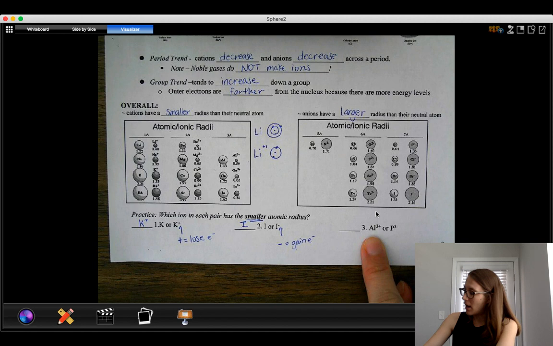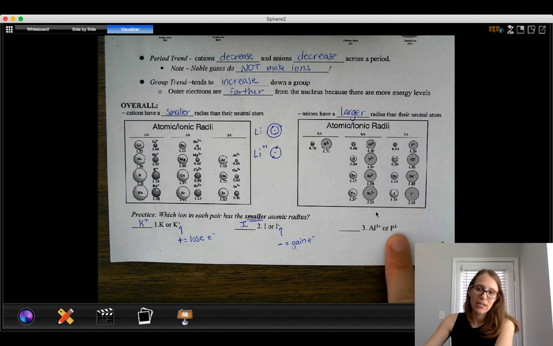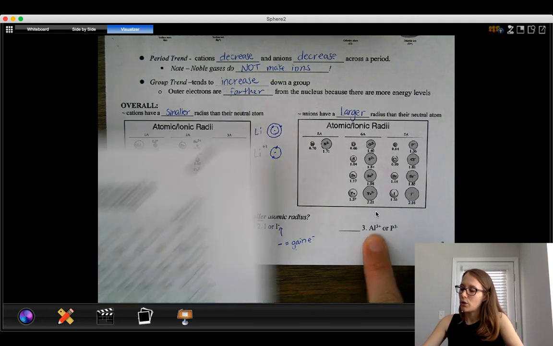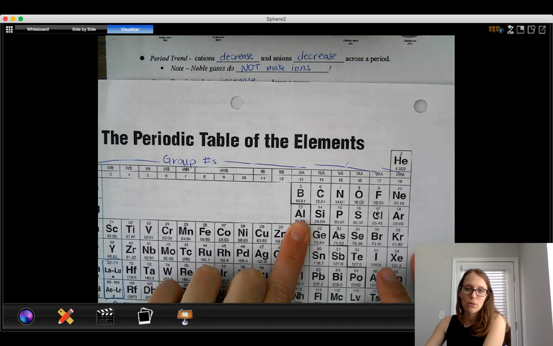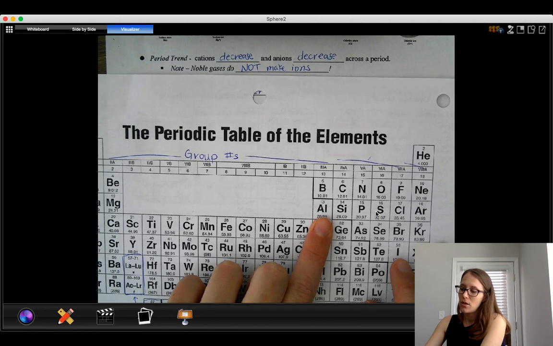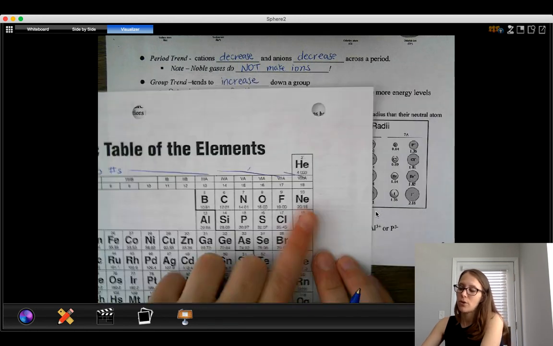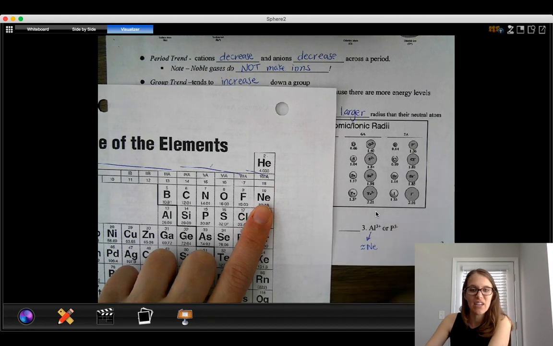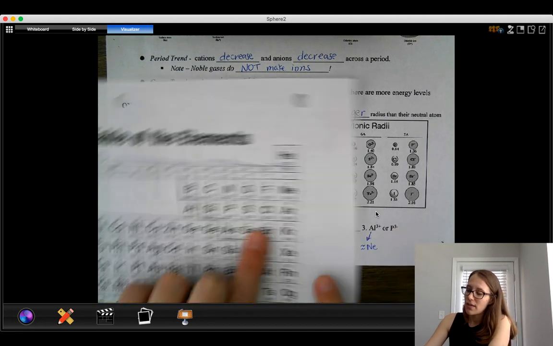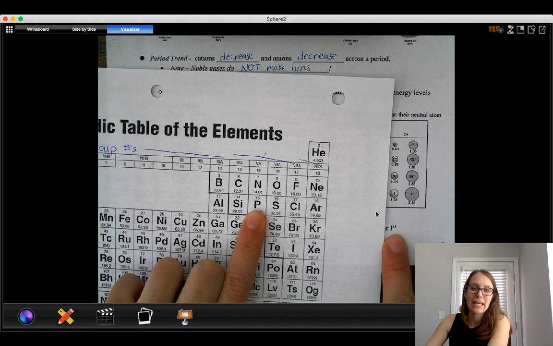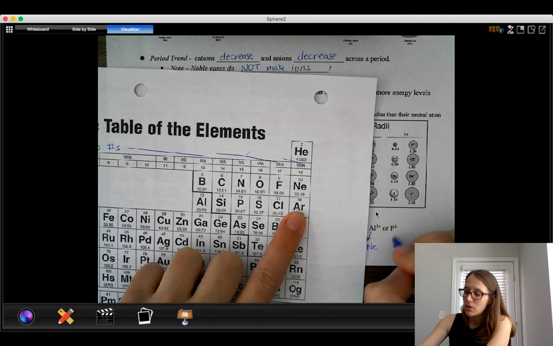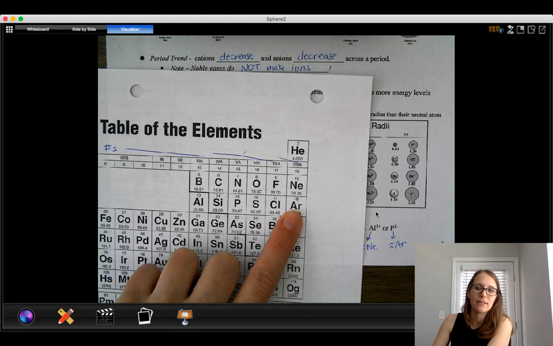For our next one, we have aluminum +3 and phosphorus -3. So this one's a little bit trickier. If we look at that, aluminum, when it becomes a +3, that means it's losing 3 electrons. So it loses 1, 2, 3 electrons. So it's going to be kind of similar to the size of neon. Phosphorus, when it's a -3, that means it gains 3 electrons. So it's going to go 1, 2, 3. So this is going to be kind of similar to the size of argon. Not exactly, because it's a different element.